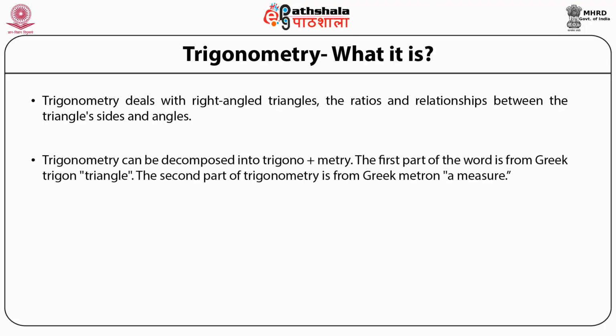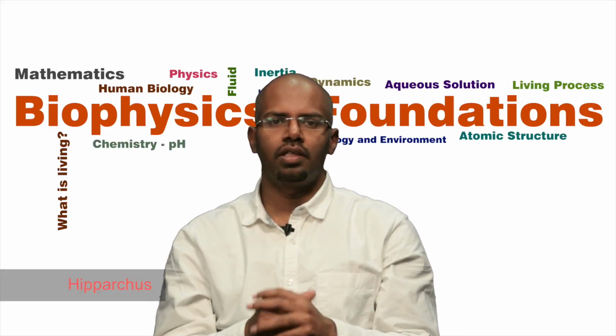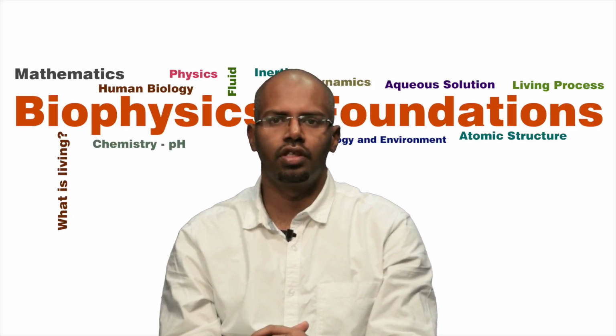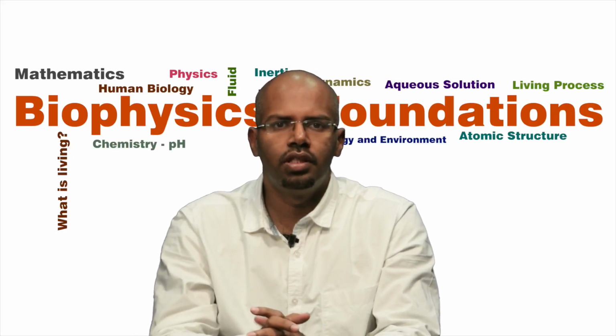Trigonometry can be decomposed into the words trigon and metry. The first part of the word is from Greek trigon, meaning triangle. The second part of trigonometry is from Greek metron, that means a measure. Hipparchus is considered the founder of trigonometry. He was born in Nicaea, Bithynia, which is now in Turkey.